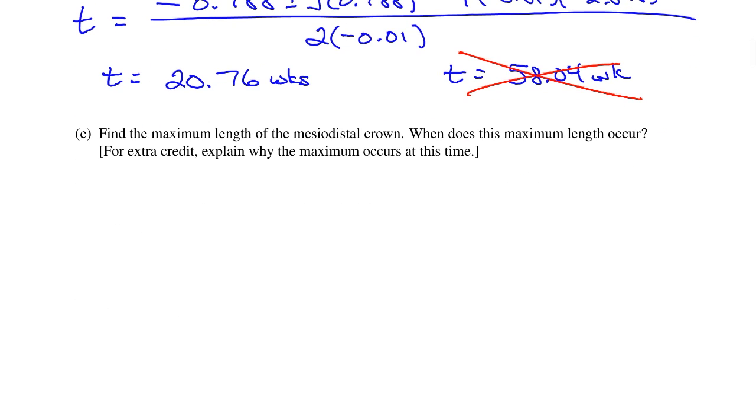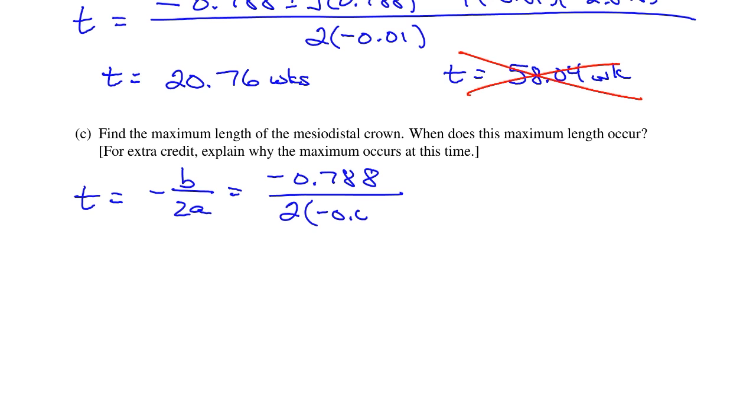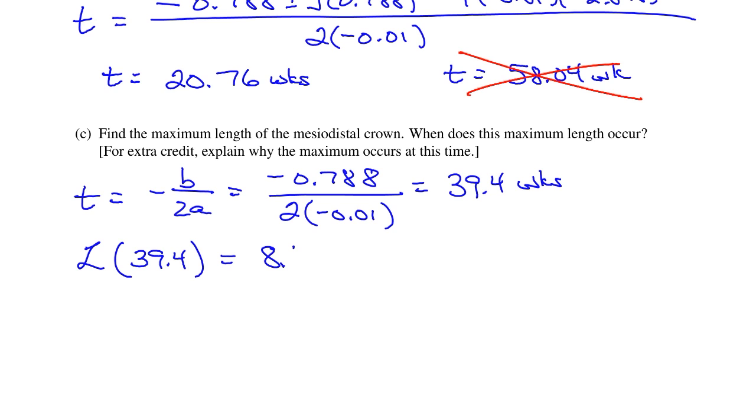Question C, what is the maximum mesiodistal crown, and when does this maximum occur? So since we have a quadratic, the maximum occurs at negative b over 2a. So that's negative 0.788 divided by 2 times negative 0.01, which is 39.4 weeks. And so then that maximum length of the tooth crown is 8.48 millimeters.